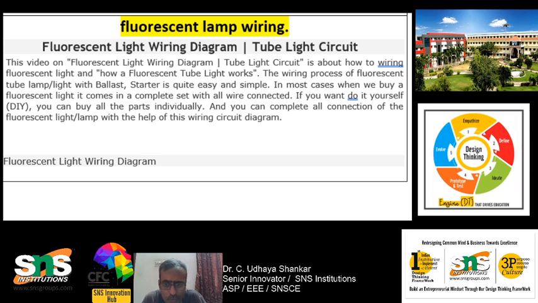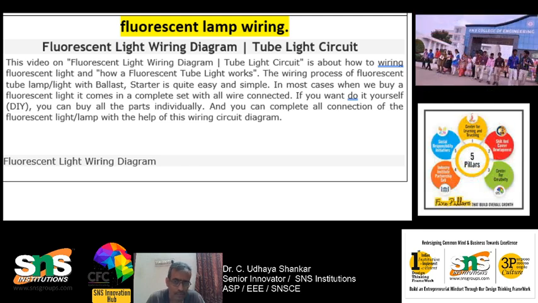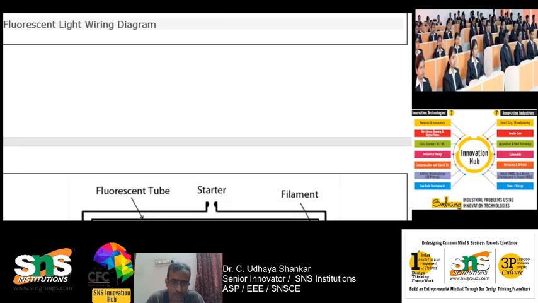Okay, so in most of the courses we buy the fluorescent light which comes as a complete set with all the connections wired, and you can also do it yourself manually and complete all the connections, which I will be discussing below. So here is a fluorescent lamp, you can see that it is something like this.